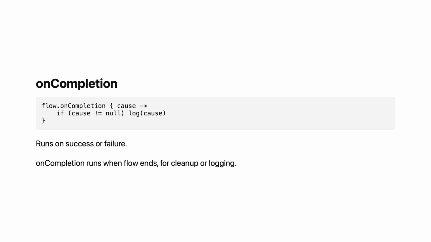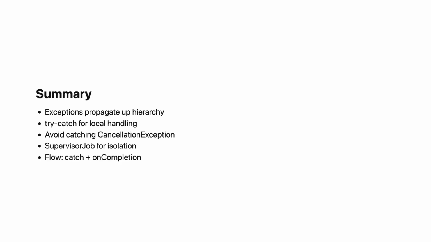onCompletion runs when the flow completes, successfully or not. flow.onCompletion { cause -> if (cause != null) log(cause) }. If there was an exception, cause is not null. If the flow completed normally, cause is null. Use onCompletion for cleanup, logging, or UI updates that should happen regardless of success. onCompletion does not suppress exceptions. They still propagate after onCompletion runs.